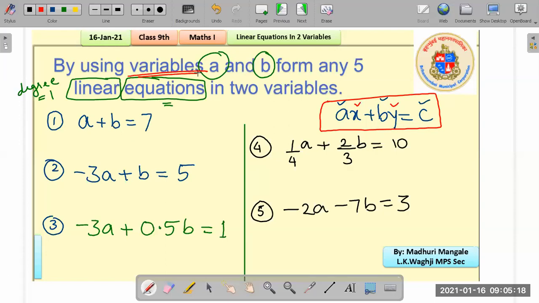Now I give you 10 seconds. Try out on your paper. Just try to make one linear equation in two variables on your own. Okay, I guess all of you must have completed that.